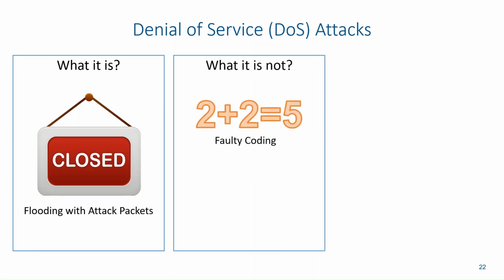So what it is not is faulty coding. So if you do some mathematical or algorithmic mistake on your own system that causes your system to no longer function, this is not a denial of service attack. This is just faulty coding.